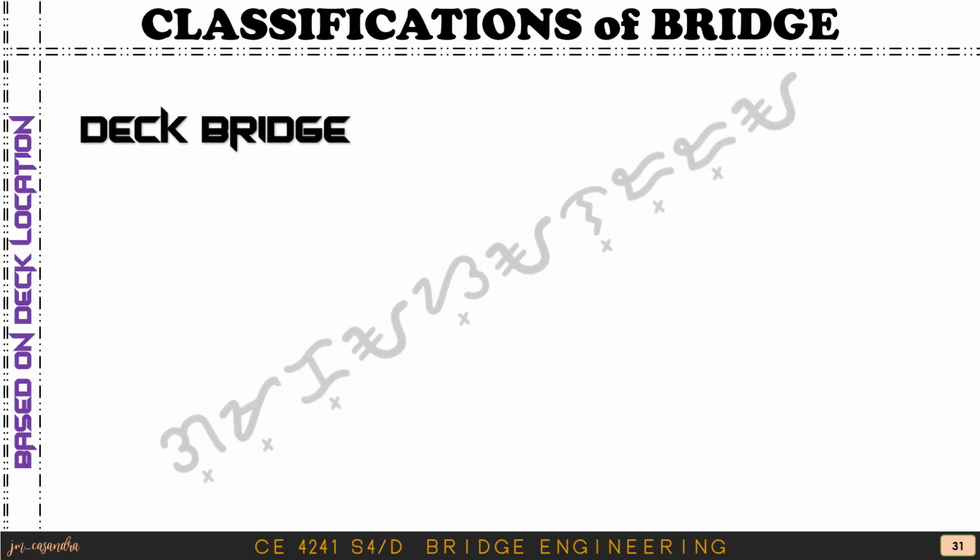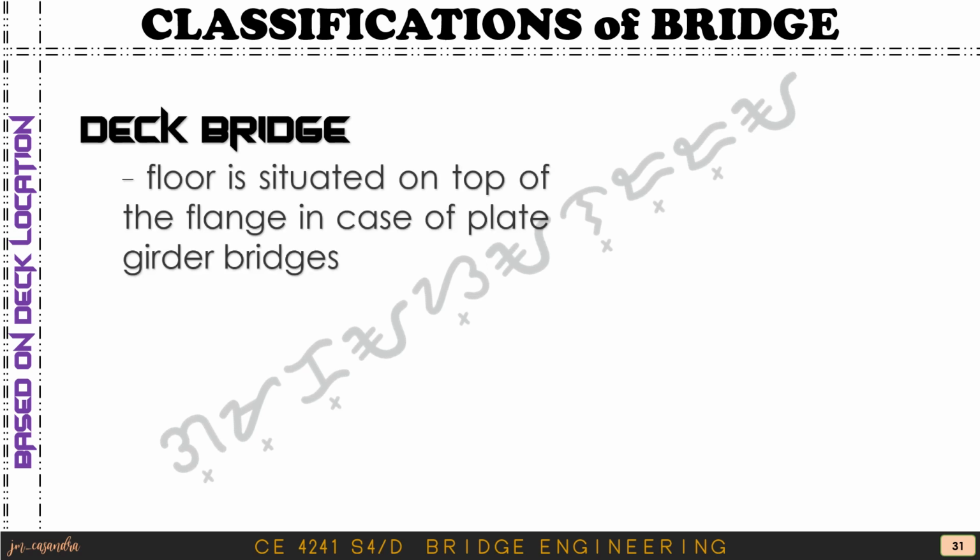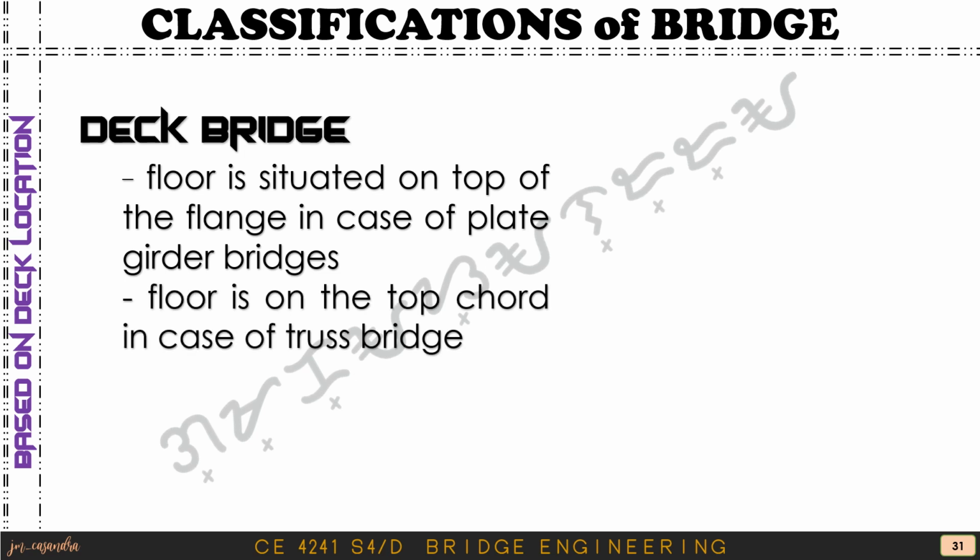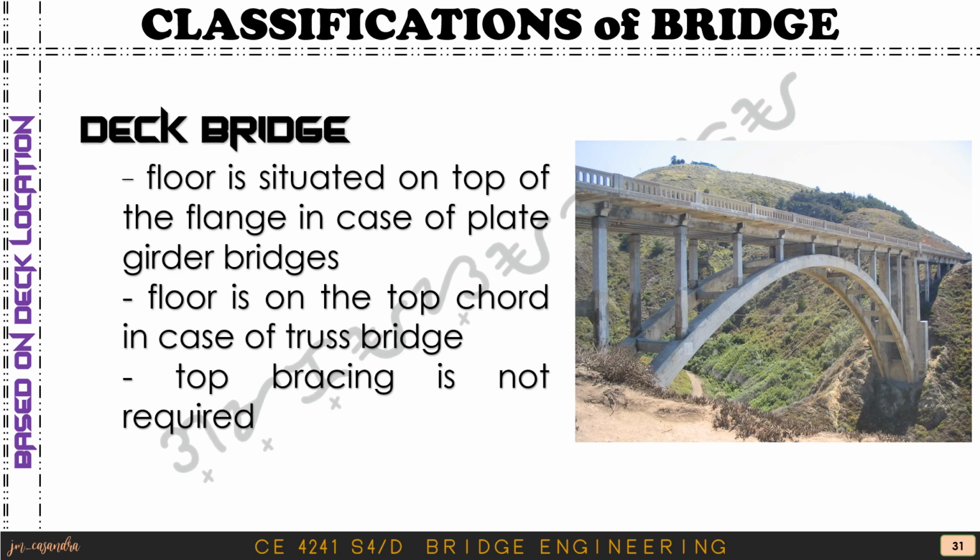Based on the deck location, we have what we call the deck bridge. It simply means that the floor or the deck of the bridge is situated on top of the flange in case of plate girder bridges. The floor is on the top chord in case of truss bridges, and the top bracing would not be required. Okay, so this is an example of a deck bridge. As you can see, the deck is on the very top and it is where the traffic would flow.